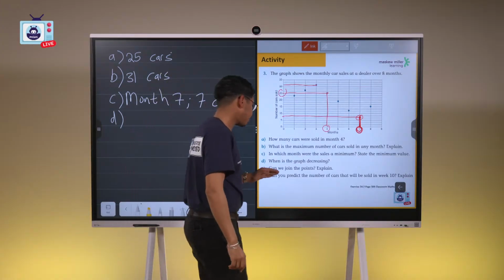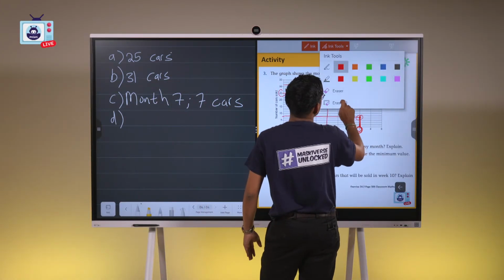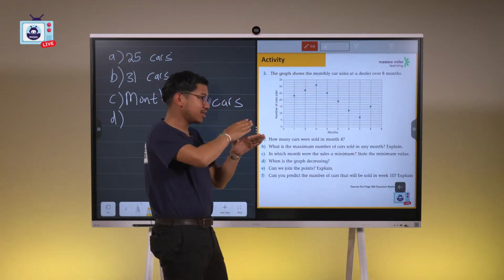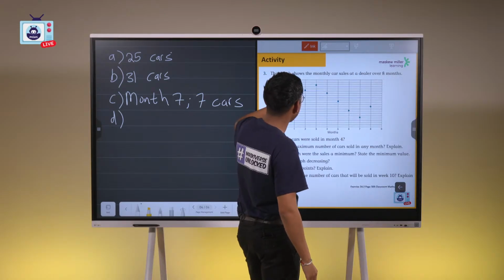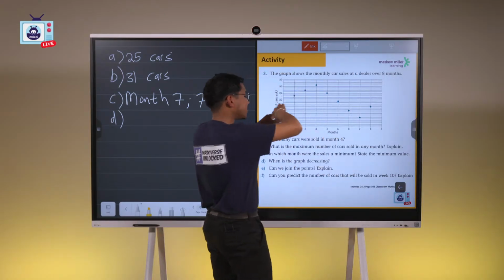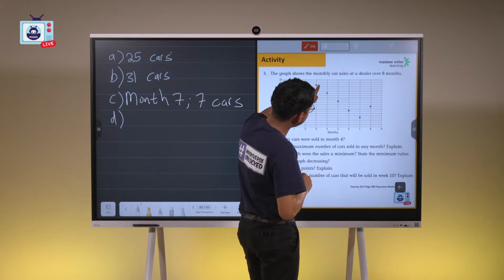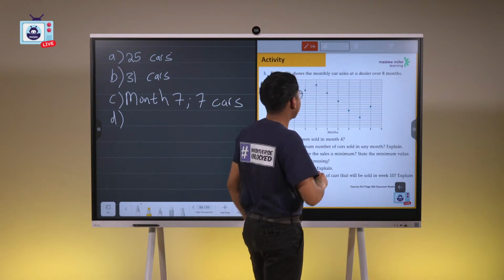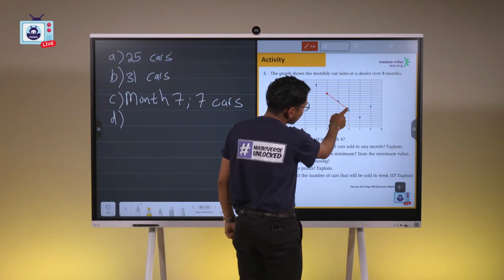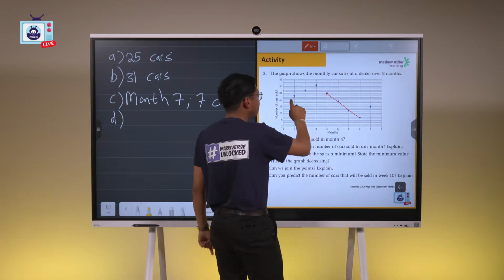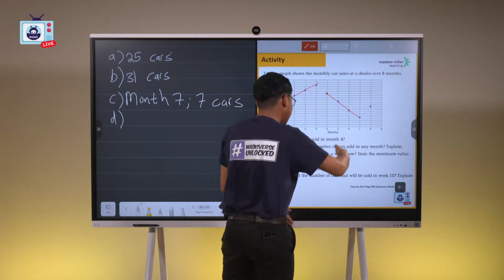Right. When is the graph decreasing? Very interesting question. So we notice that there's an increasing trend and a decreasing trend. So we can see here from month 1 to month number 3, there was an increase in the car sales. But then all of a sudden, from here onwards, it is taking a dip. Can you see here, from this point onwards, it is dipping down, right? It's no longer an increase. It increased all the way to there. Right, and then all of a sudden, it just took a downward trajectory.